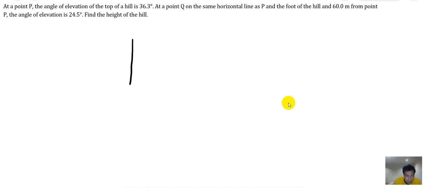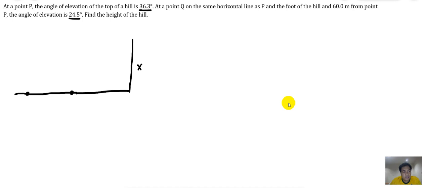Okay, the height of the hill is x meters. And then on the horizontal plane, at the bottom of the hill, there are 2 points. The first point is here, and the second point is here. Now the question is, which is closer to the hill? Is it point P or point Q? Okay, let's look at the angles of elevation: 36.3 degrees and 24.5 degrees.